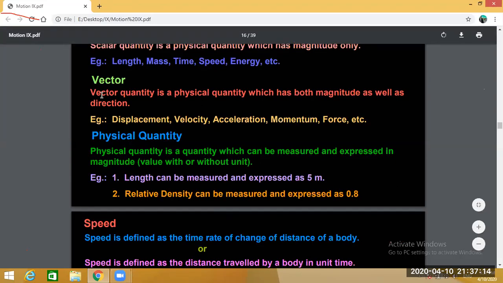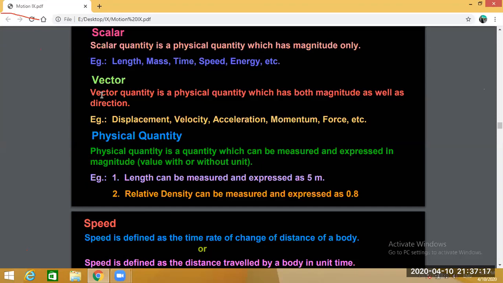Physical quantities can be divided into two categories in context with whether they have direction or not, or whether direction is important for them or not. So scalar quantities are those physical quantities which have magnitude only and no direction associated with them. Examples of scalar quantities are length, mass, time, speed, energy. They have no direction, and direction becomes meaningless for them. Therefore, they are scalar quantities.